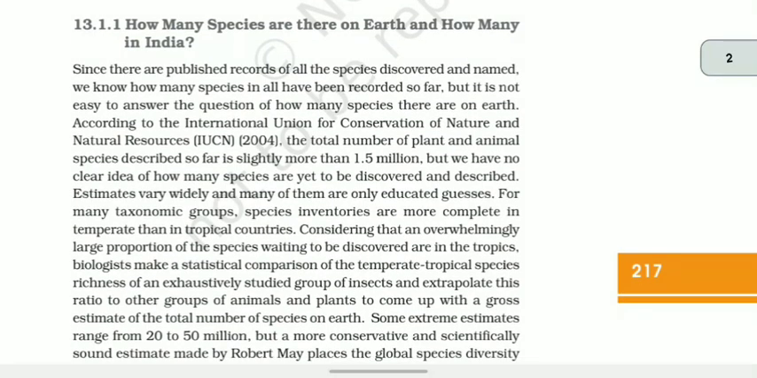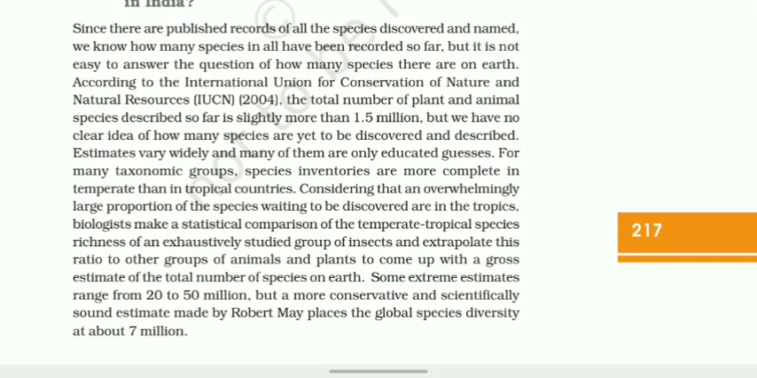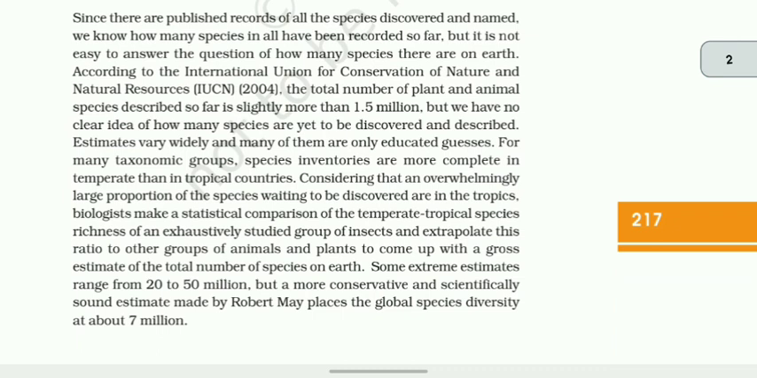13.1.1 How many species are there on Earth and how many in India? Since there are published records of all the species discovered and named, we know how many species in all have been recorded so far. But it is not easy to answer the question of how many species there are on Earth.